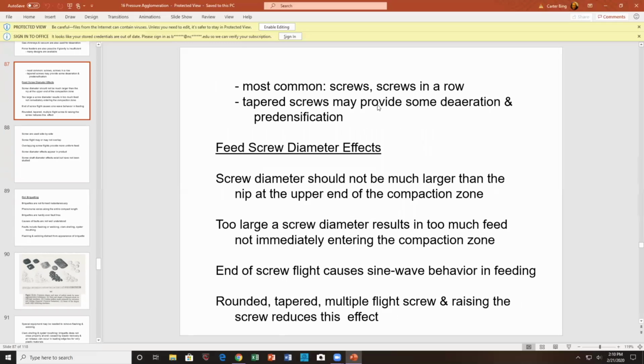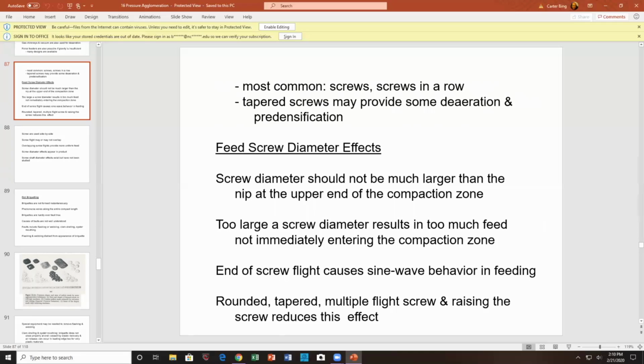Tapered screws may provide some de-aeration and densification, or pre-densification. You may have screw diameter effects. A screw diameter should not be larger than the nip at the upper end of the compaction zone. Too large a screw diameter results in too much feed not immediately entering the compaction zone.